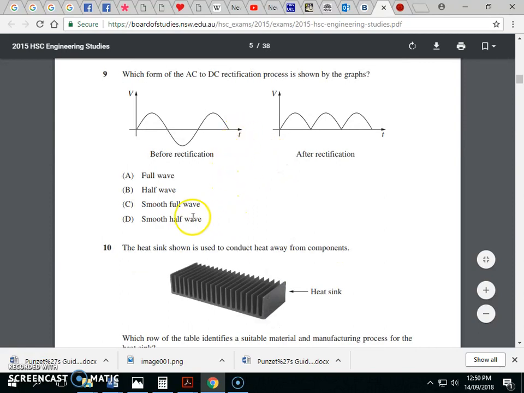Okay, so this is rectification. What kind of rectification? This is half wave. Yeah. So how do we get smooth? This is full wave. Sorry, a student said half, and I have to correct that.